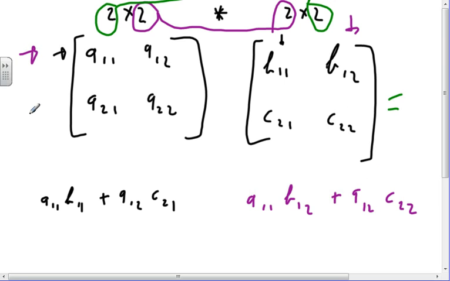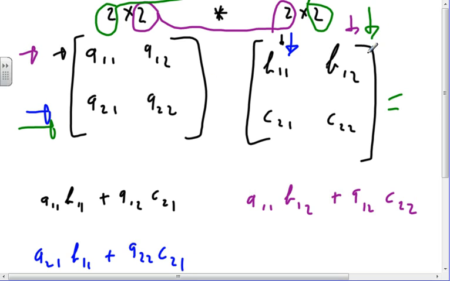Okay, then we're going to take the second row times the first column: A21 B11 plus A22 C21. And then we're going to take the second row times the second column: A21 B12 plus A22 C22. And that's going to be our answer.